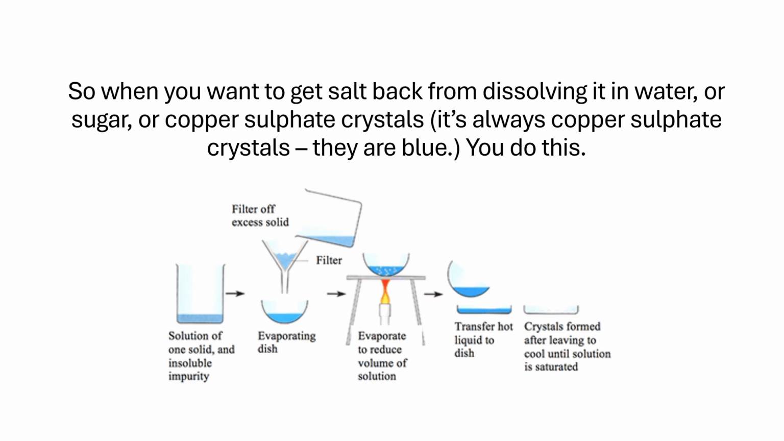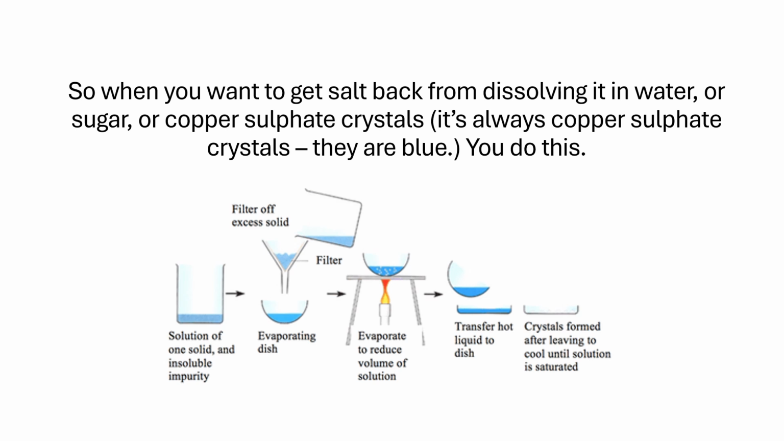So you get your solution. So there's one solid inside, and it's dissolved. You've got maybe salt or a sugar thing in there. Now what you do is you filter it first to get rid of the bits that haven't dissolved. And then in the evaporating dish, you collect what's come through the filter. And then you evaporate that to reduce the volume of solution. Then transfer the liquid to a dish.